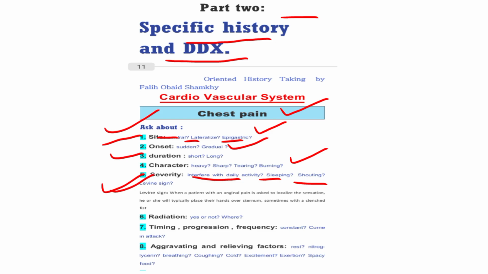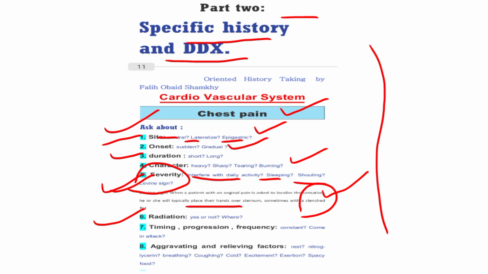What is the Levine sign? When the patient with an anginal pain is asked to localize the sensation, then what will he do? He or she will typically place their hand over the sternum, sometimes with a clenched fist. This is the Levine sign. Radiation, if the pain is radiating and moves from one side to the other. What is the time, progression and frequency of the pain?